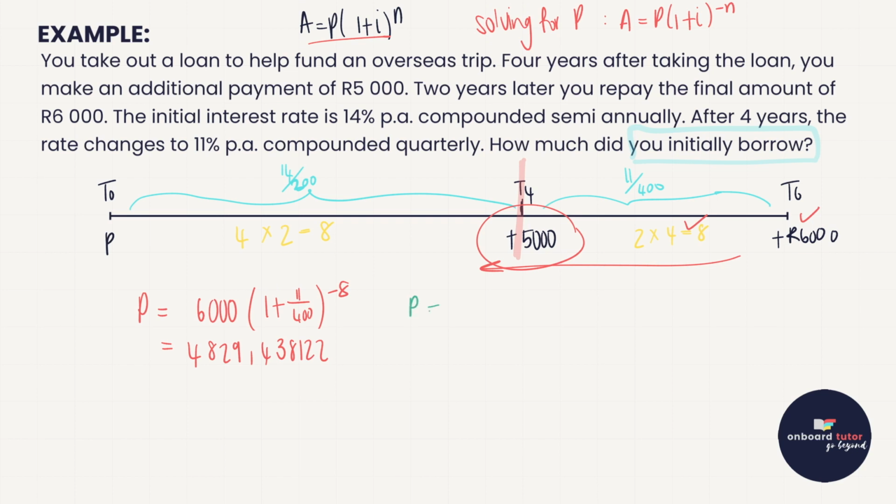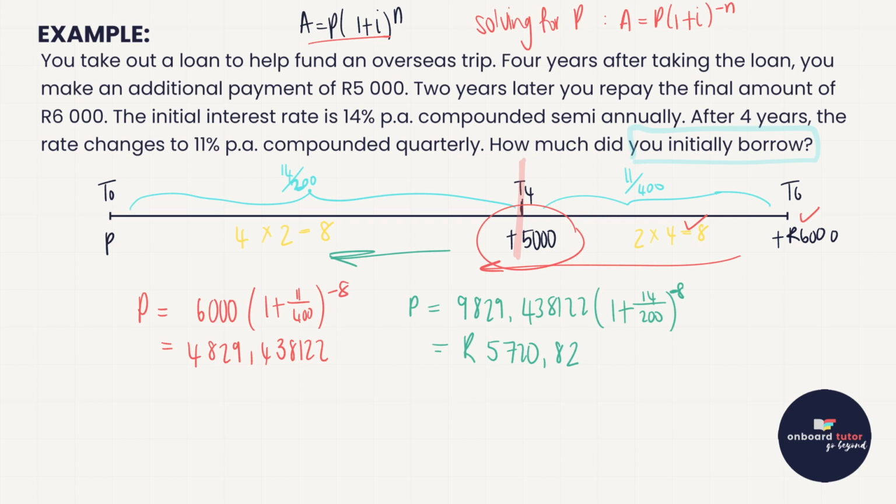So I'm going to say P is equal to 9,829 Rand, comma, 438,122. And the interest rate there was the 14% compounded semi-annually for 8 time periods, minus 8, because I'm still working backwards here. So let's do that. Multiplied by the bracket, (1 plus 14 over 200) to the power of minus 8. Gives us an answer there of 5,720 Rand and 82 cents.